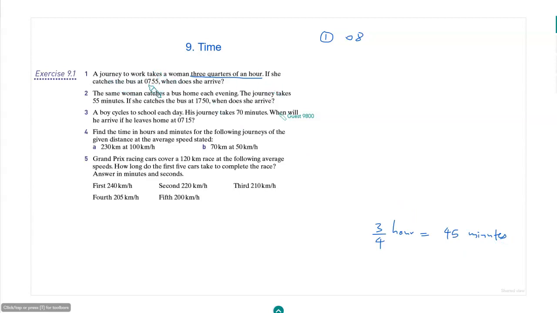So if she starts at 7:55, when does she arrive? She starts at 07:55 and then she takes 45 minutes, right? So 5 minutes after this time is how much? So the answer will be 8:40, yes.